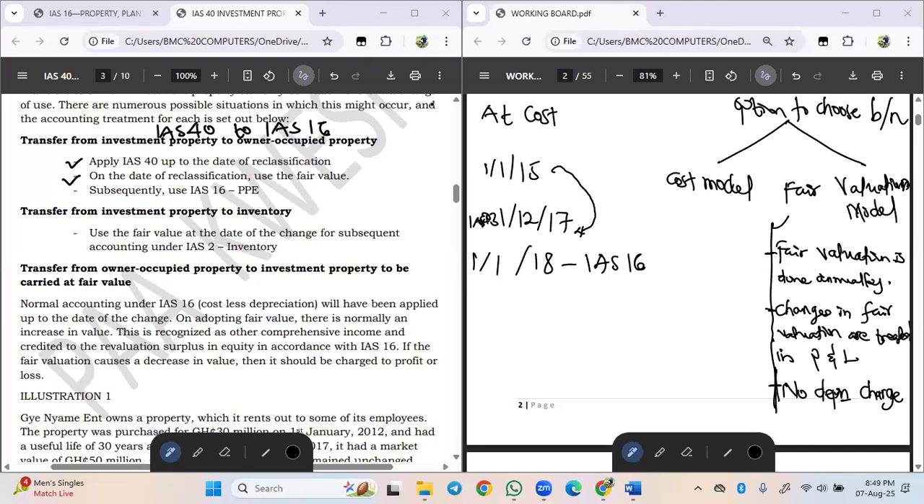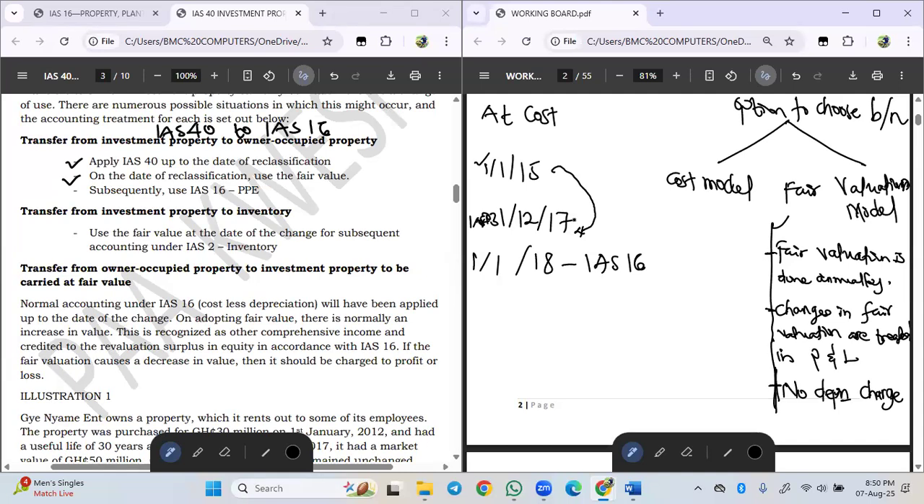So let's take a land, for example. Let's say initially the land was treated under IAS 40 and was acquired on 1st January 2015. In 3 years' time, because of the whole of 2015, 2016, and 2017, the year end of 2017, they want to transfer the land from investment property to what? Owner-occupied property, that is IAS 16.